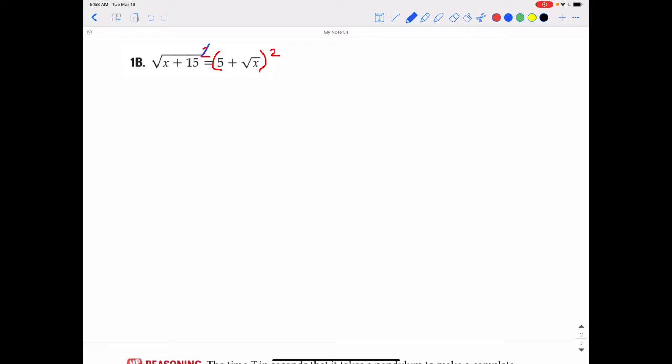So these will cancel out. The square root cancels out with the squared, so I get x plus 15. And I will need to double distribute this side: 5 plus the square root of x times 5 plus the square root of x. 5 times 5 is 25.